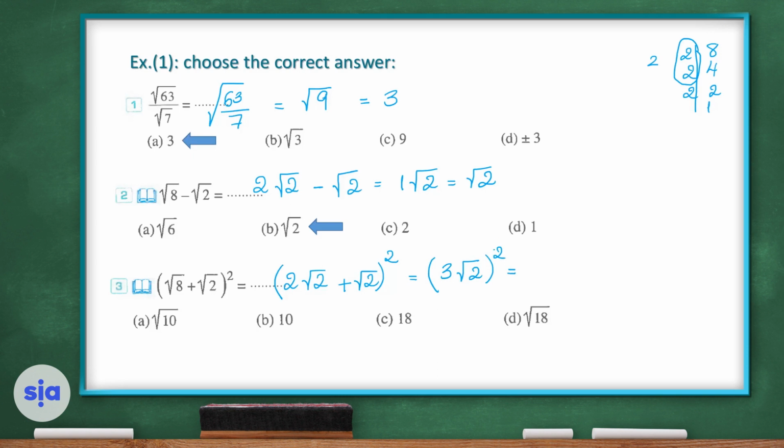If you have a power 2, this power 2 goes on the number and it goes on the radical. So 3 squared multiplied by square root of 2 squared. Then it's 9 times 2. So the correct answer is 18. So the right answer of question 3 is choice C.